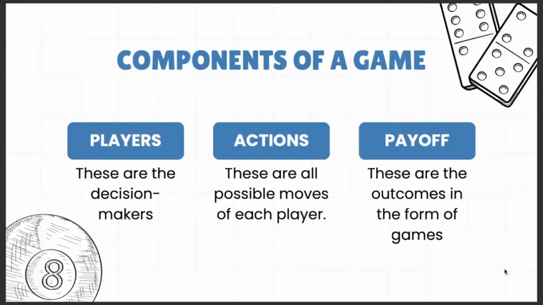There are three components of a game. First are players. These are the decision makers. The goal is to get the best game that will result in the best decision. The second is actions. These are all possible moves of each player. And lastly, the payoffs. These are the outcomes in the form of gains or losses of the players depending on their aggregate moves.